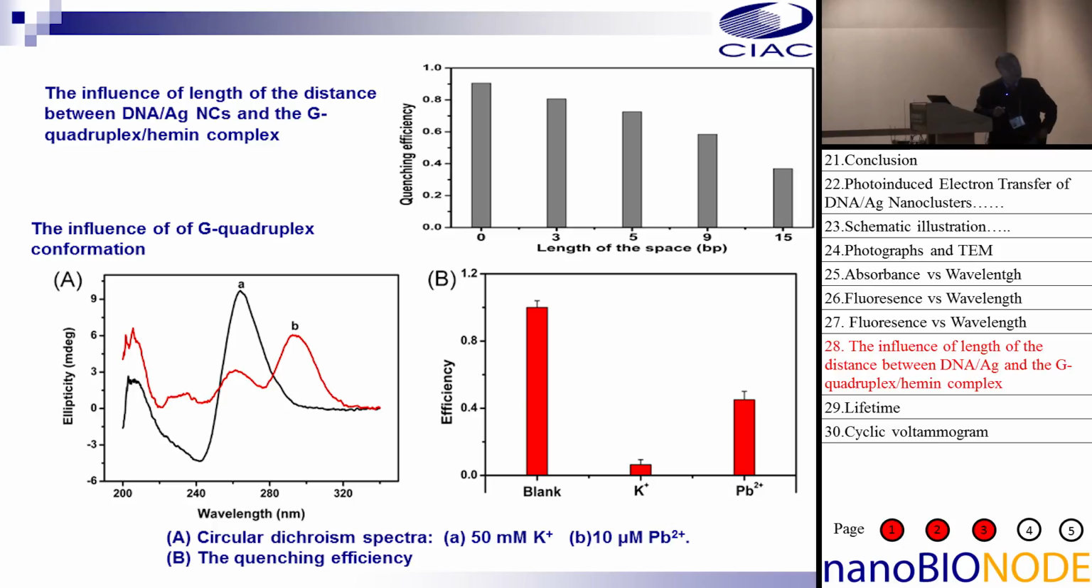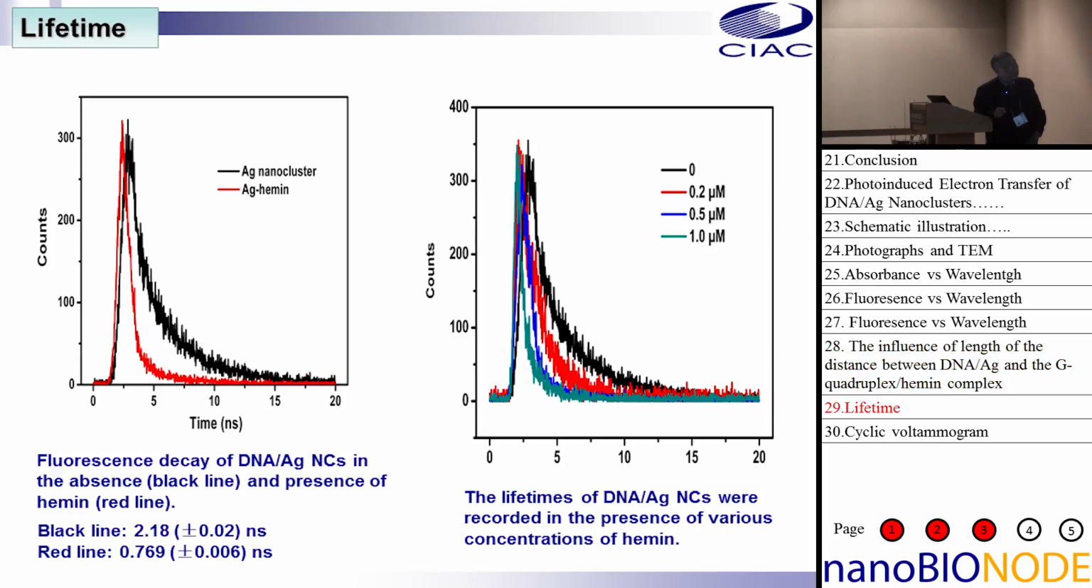And here I show you the lifetime study. In this case, this is the silver nanocluster, and this is silver with Hemin, at different concentrations of the Hemin, we can see that in the absence of the Hemin the lifetime is 2.18, and in the presence of the Hemin it's much faster, this is 768 nanoseconds and so forth, just to show you.